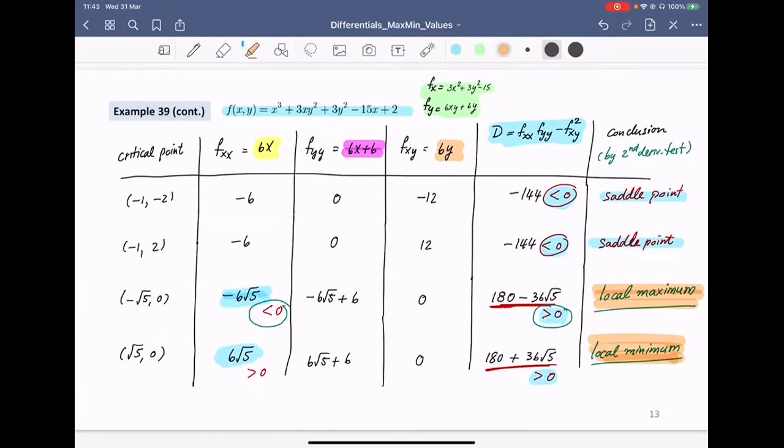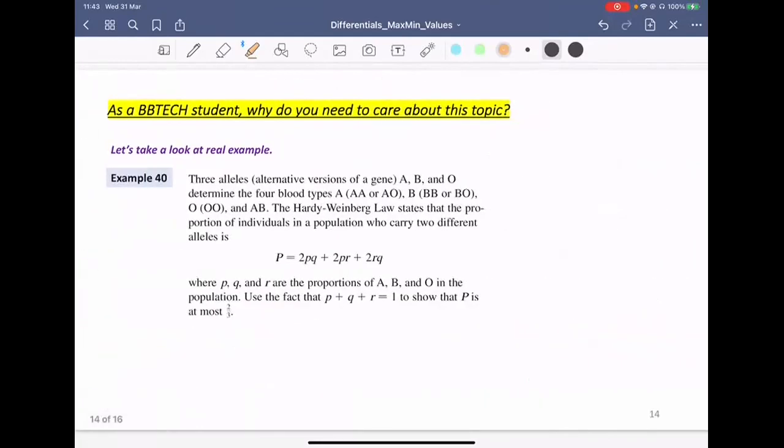Sounds good? Next Monday, we're going to come back to example 40. This is the example where you can relate what you learn to real life. I'm going to explain this example on Monday, and then we're going to move to integration, the next topic.